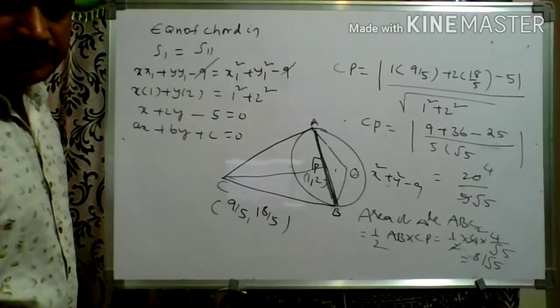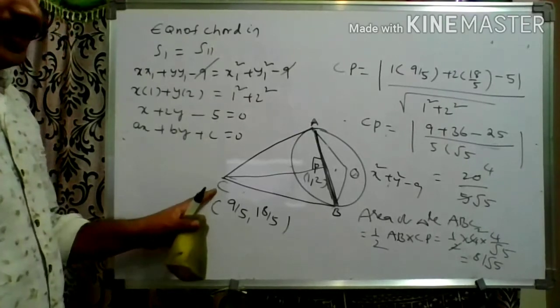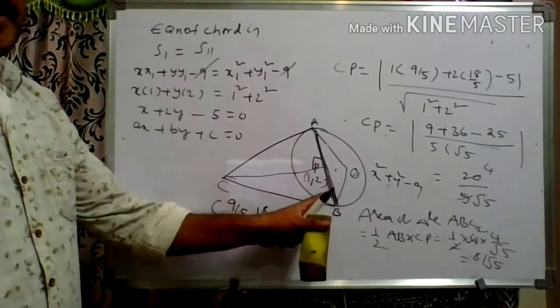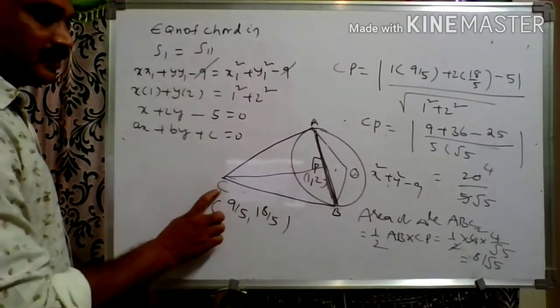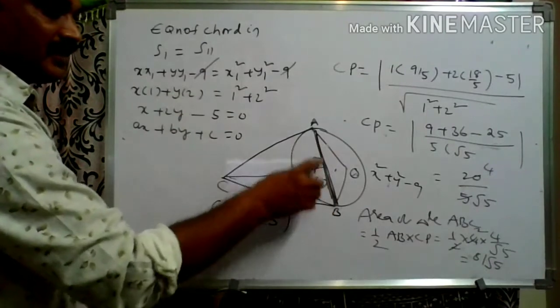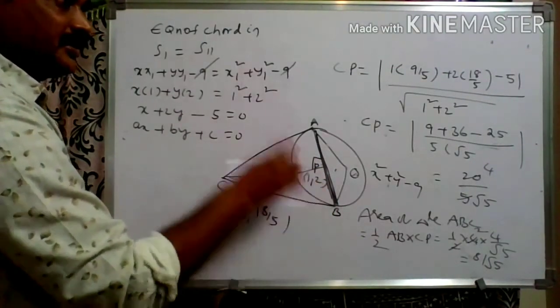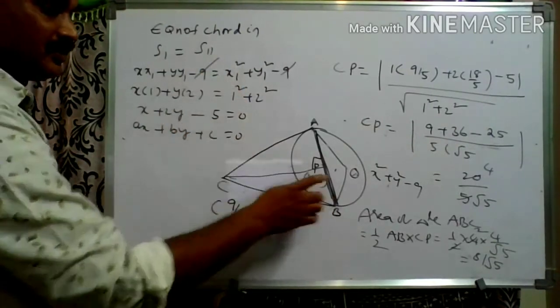Okay, next problem. Students, first calculate this point. This base is the length of the chord, with P the midpoint of the chord. Next, the height is the perpendicular distance from C to this chord. First calculate the chord: with (x1, y1) the midpoint of the chord, the equation is S1 = S11. So the chord equation is x + 2y - 5 = 0.